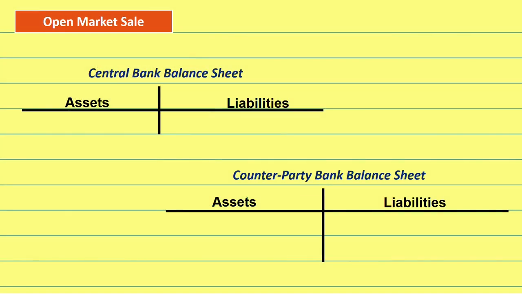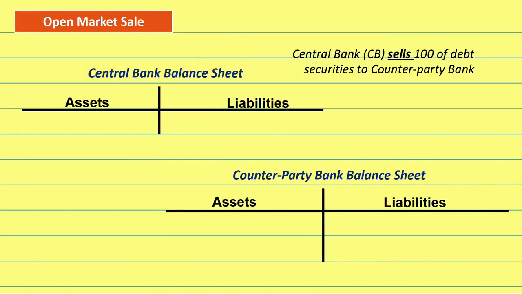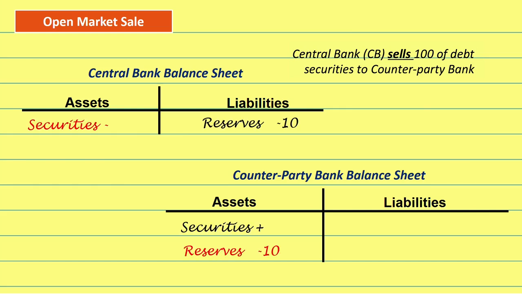Likewise, when the central bank sells securities, they reduce the amount of the monetary base that is available to commercial banks. Consider an open market sale in which the central bank sells 100 of debt securities to a counterparty bank. The central bank finds a private bank that is looking to buy some securities. If the central bank sells 100 worth of securities, they can debit the reserve accounts of this counterparty. The central bank loses some assets, but also reduces liabilities.